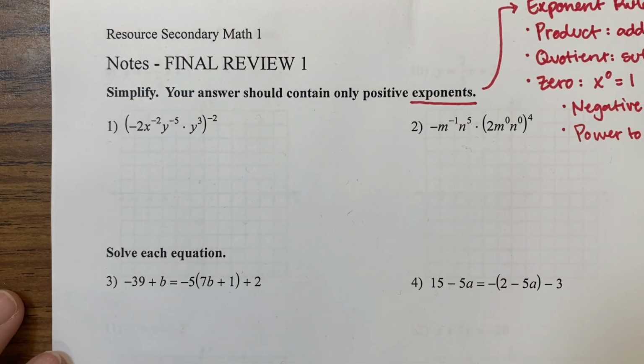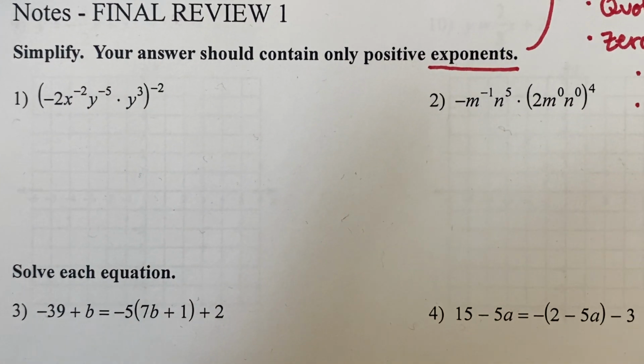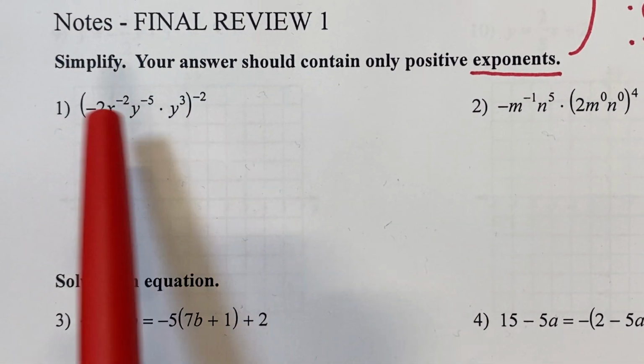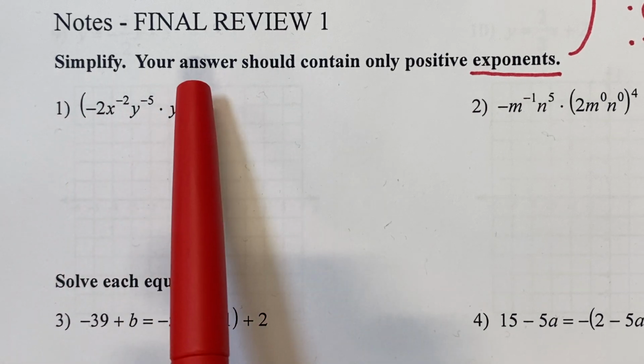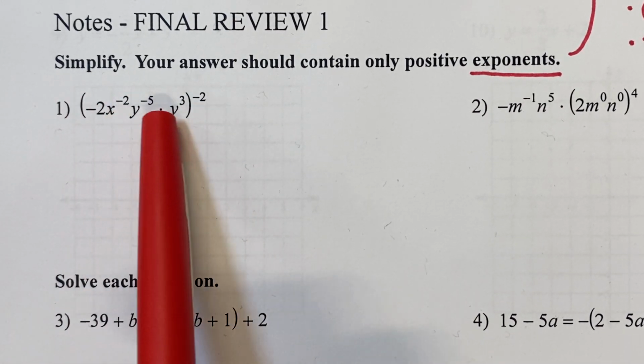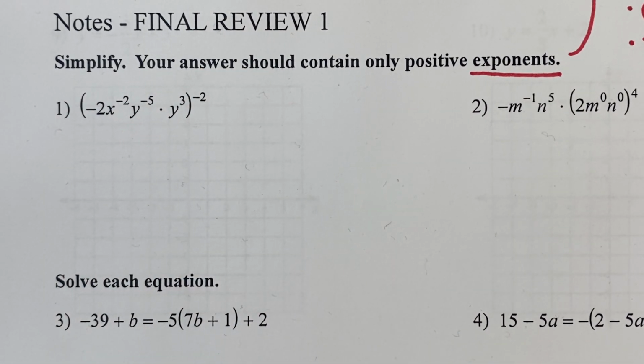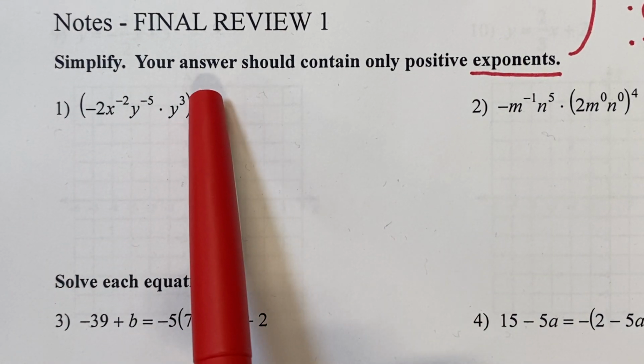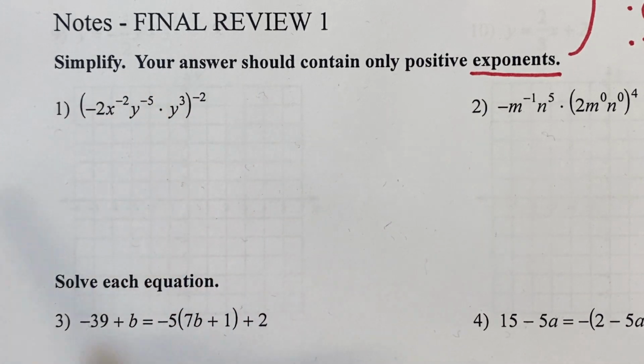Okay, so let's go ahead and look at number 1. We'll zoom in a little bit. The very first thing that I notice in number 1 are these parentheses around this whole expression, and the whole thing is being brought to the negative second power. Now here's the great thing about exponent rules. It doesn't matter what order you actually simplify this in. Whatever you see first, you can simplify. The first thing that I see is this parentheses, and it's all being taken to the negative second power.